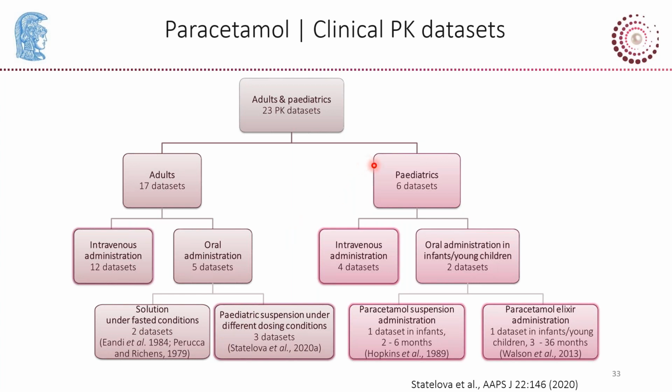And for the studies in pediatric patients, we had a total of 6 data sets. 4 of them followed intravenous administration to confirm our disposition and clearance scaling for pediatric patients, and 2 data sets followed oral administration in infants or infants and young children. One of these studies investigated paracetamol suspension administration, and here our population was only infants, and the other study followed administration of paracetamol elixir, and here we had a bit broader population.